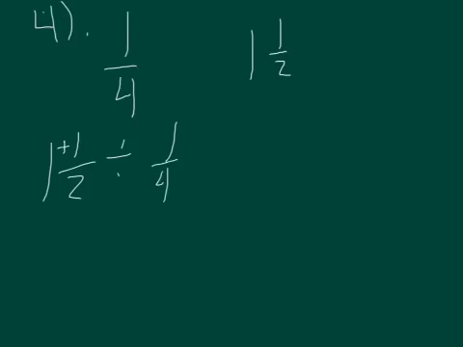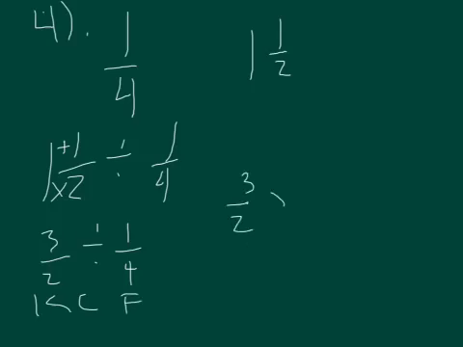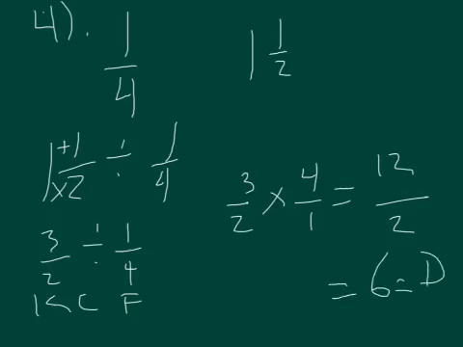Do the Texas method again to go from mixed to improper, and I get 3/2 divided by 1/4. Now I do the KCF method, and I get 3/2 times 4/1. Multiply across: 3 times 4 is 12, 2 times 1 is 2, and 12 divided by 2 is 6, which happens to be answer number D.